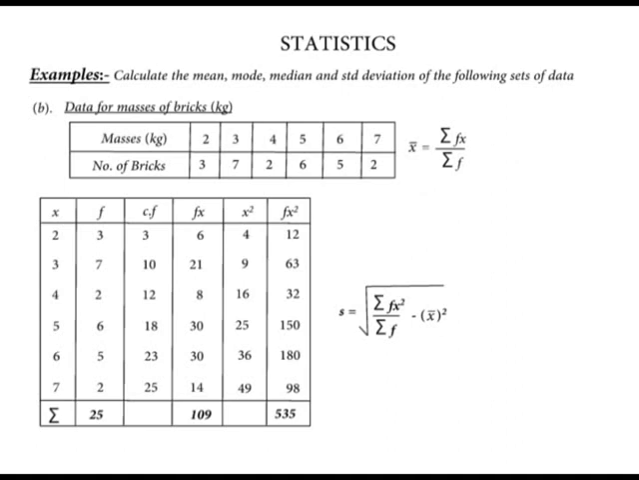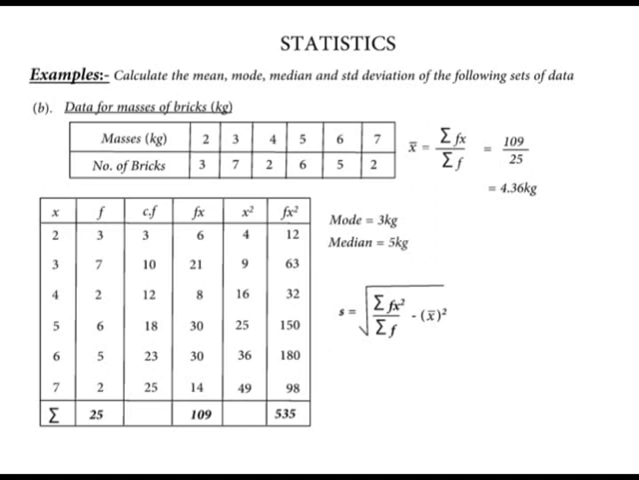So mean x bar is given by summation of fx over summation of f, that is 109 over 25, giving us 4.36 kilograms. Mode is the one with the highest frequency and it's 3 kilograms. Median, there are 25 observations, so the median is at position 13. The 12th brick weighs 4 kilograms according to the cumulative frequency. It means that the 13th brick weighs 5 kilograms, and that is the median.